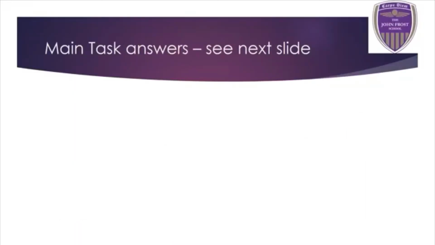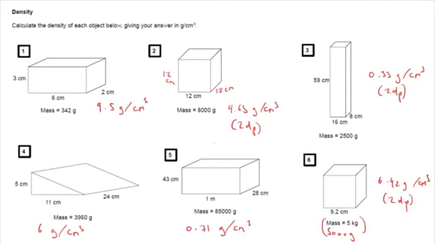Okay, welcome back. Here's the answers. I've done them all to 2 decimal places. Remember, for the cubes, all the sides were the same. So these are all 12 here. So for this volume, you had to do 12 times 12 times 12. And for this volume, you had to do 9.2 times 9.2 times 9.2. And this was in kilograms. So you had to make it into grams first by multiplying by 1,000 to get 5,000 grams. So make sure that's marked, and then we'll do the checking question together.